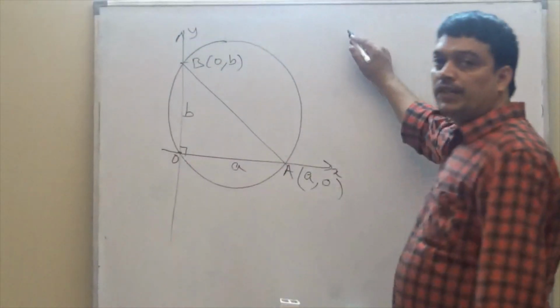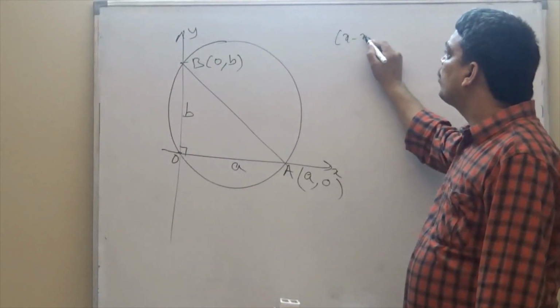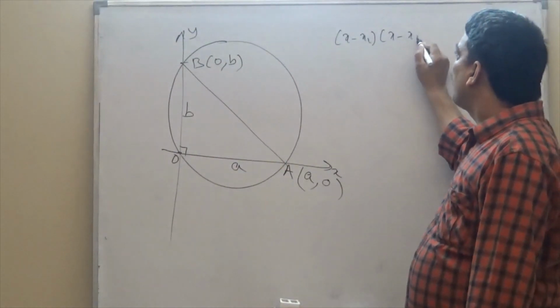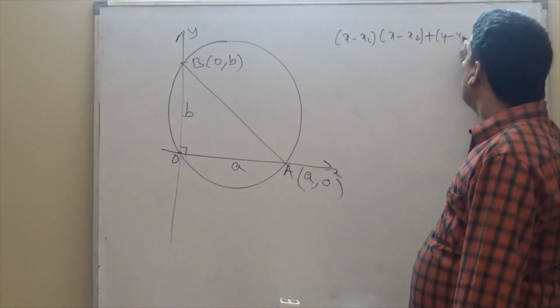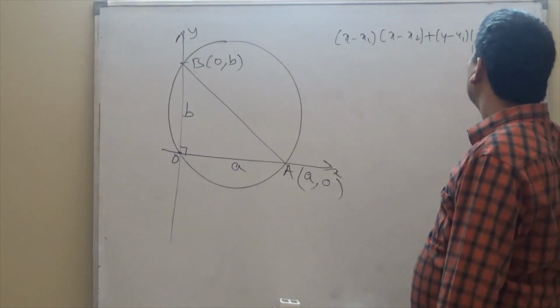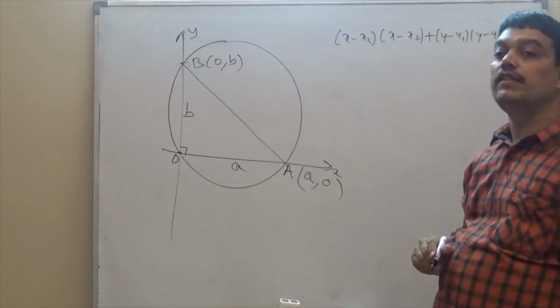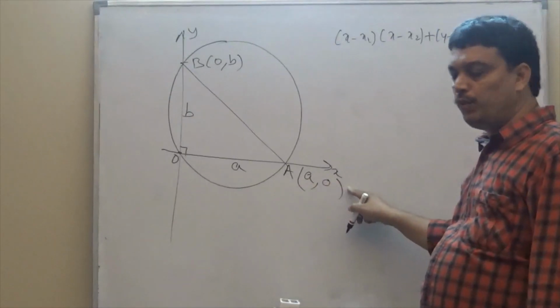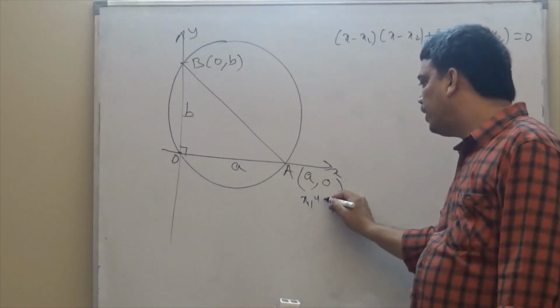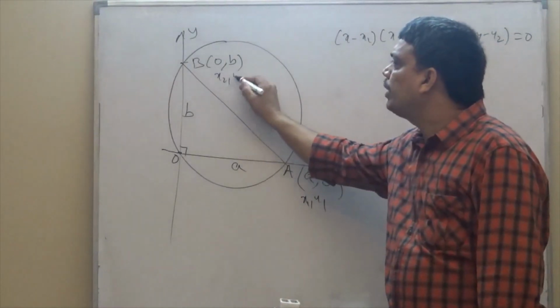So what was the formula which I gave you earlier? (x minus x1)(x minus x2) plus (y minus y1)(y minus y2) equal to 0. This is the equation of the circle when the ends of the diameter are given as (x1, y1) and (x2, y2). So we treat this point as (x1, y1) and this point as (x2, y2) and write down the equation.